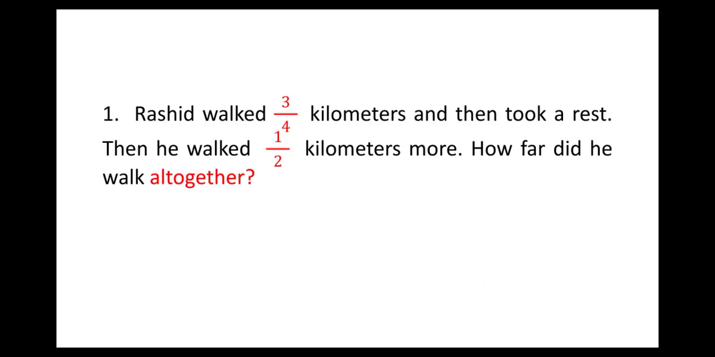Okay ji. Here are some word problems. This is word problem number 1. Rashid walked 3 upon 4 kilometers and then he took a rest. Then he walked again 1 upon 2 kilometers more. How far did he walk altogether? So every word problem has a clue word. In this word problem, you can check that altogether is a clue word, which means we need the add operation in this question.